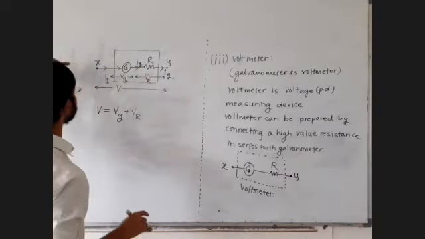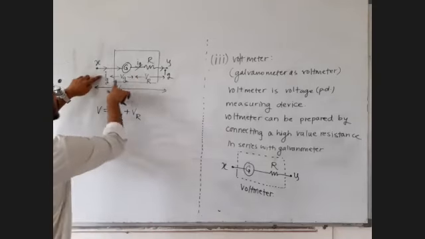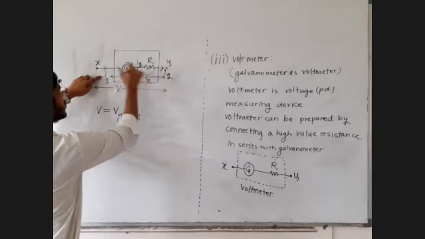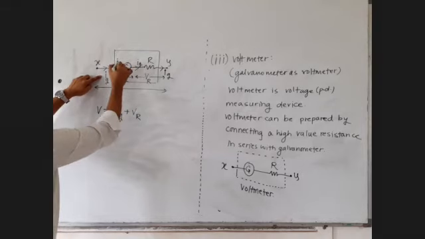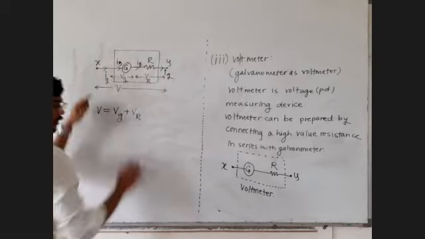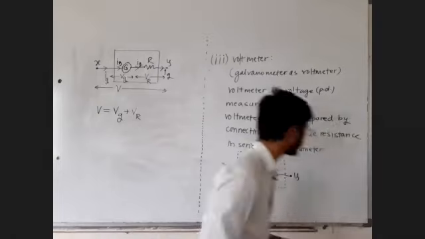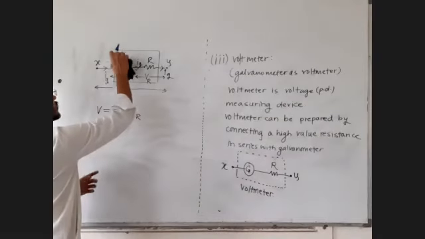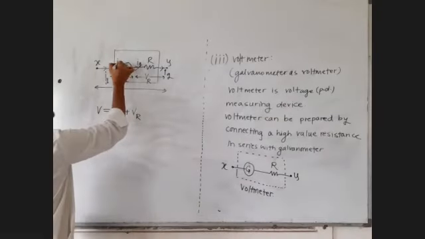In the voltmeter, what is the current in the voltmeter? Ig, nothing else. So the current in the voltmeter is Ig. That you have to understand first.